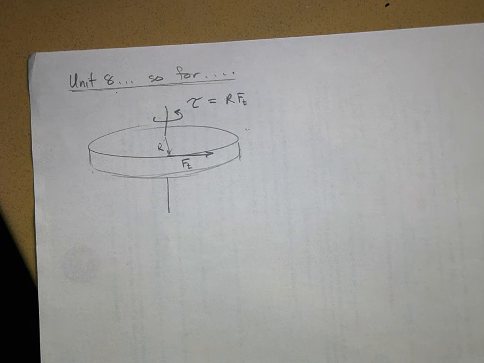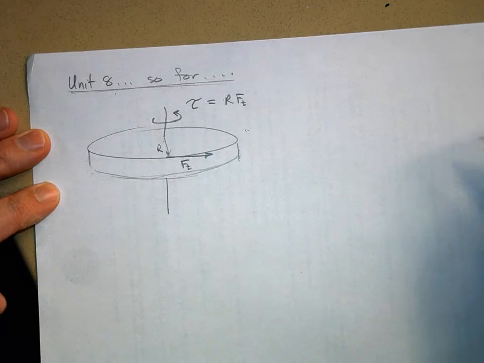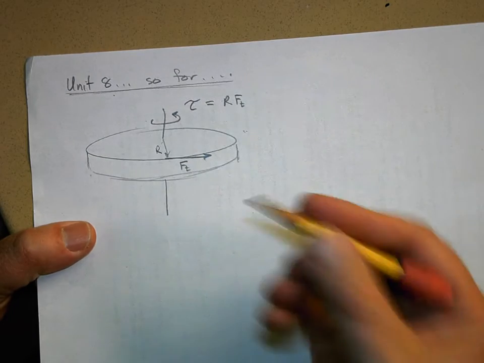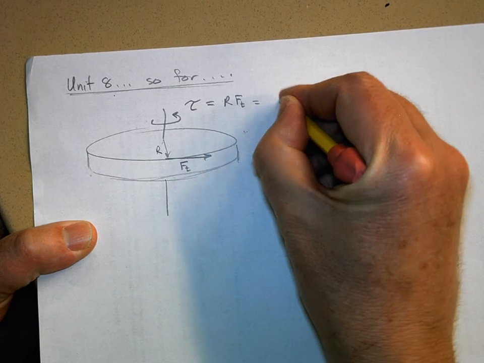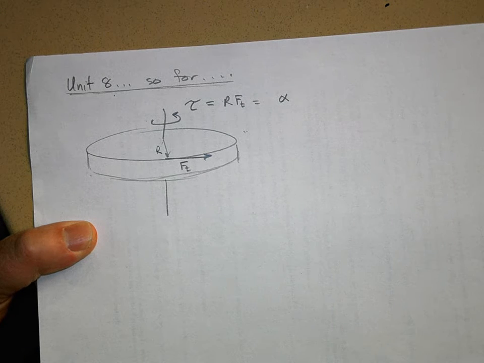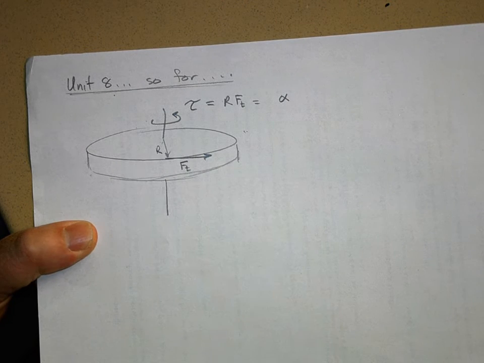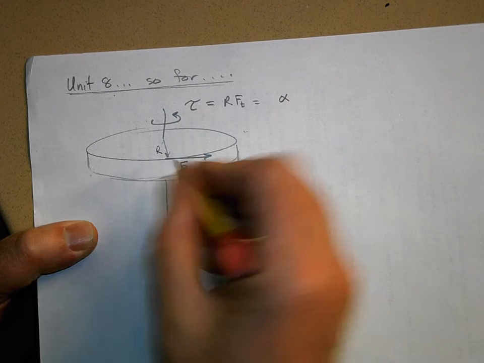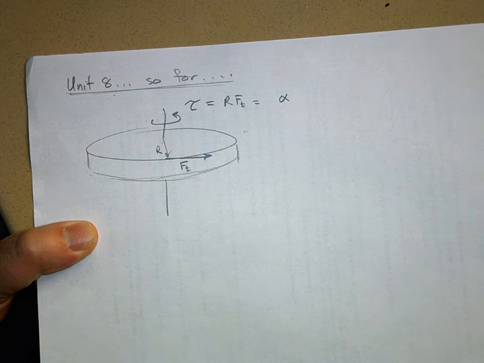And the result of applying a torque like this, and let's say the torque is constant. Maybe this is a cord that's been wrapped around and you're pulling on it or something like that. The result of applying a net torque to an object is that it will angularly accelerate. It will change its rotational motion. And the amount of angular acceleration you get depends on how massive this thing is and how that mass is distributed around the axis of rotation.